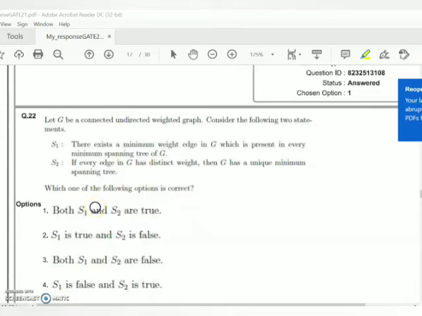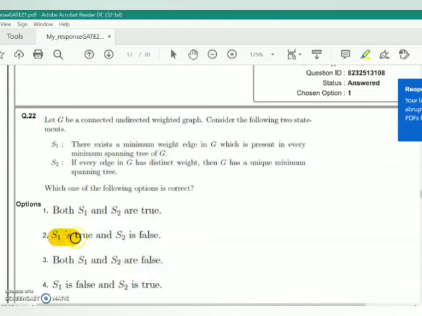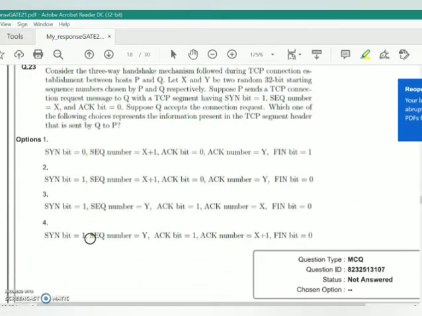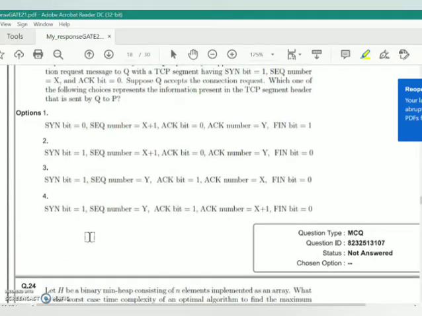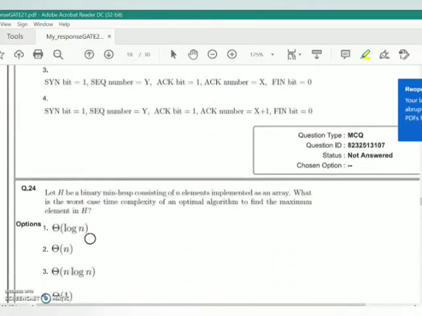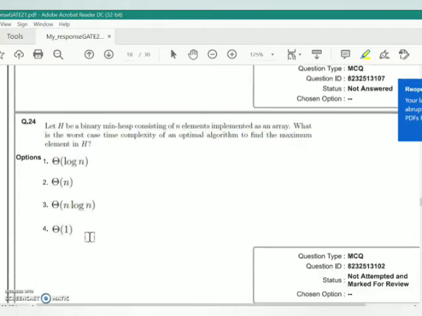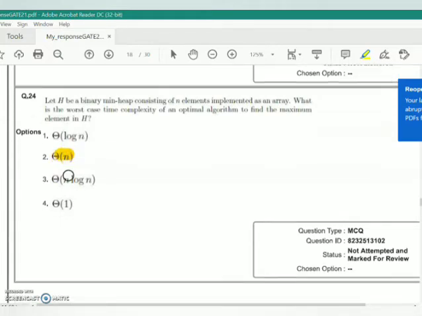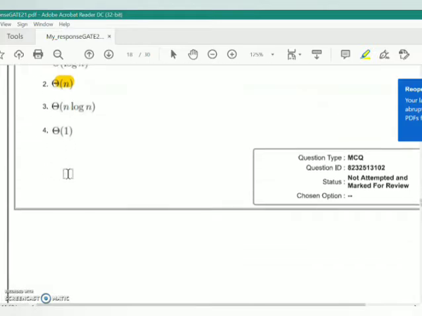So I think S1 is correct, but not the S2. So S2 is false. Question number 23. Again, network. This is the min heap. To find the maximum element in the min heap, we have to search all the elements. So theta of n.